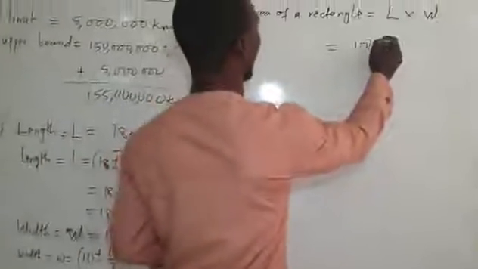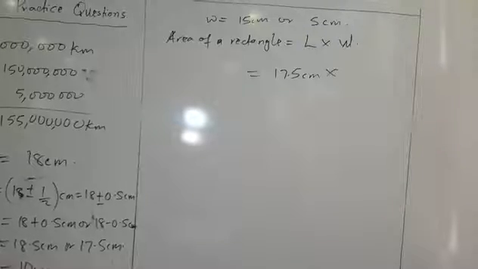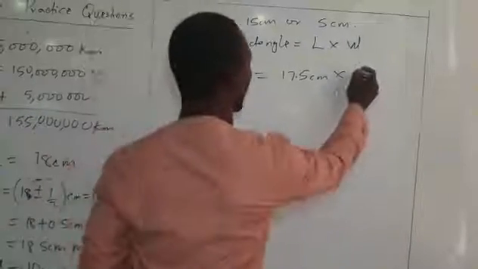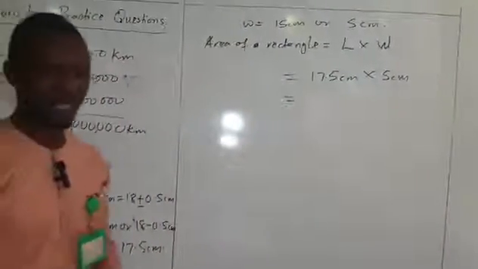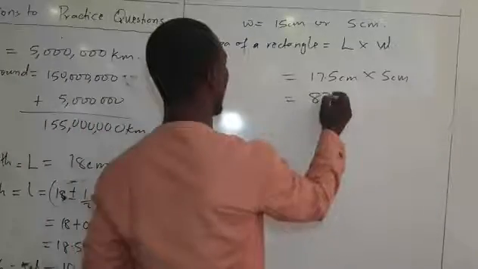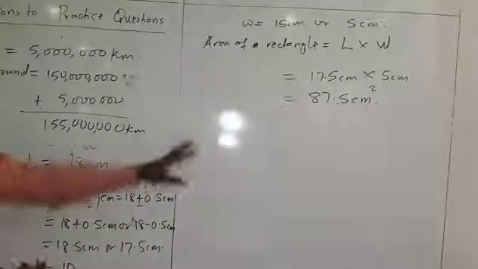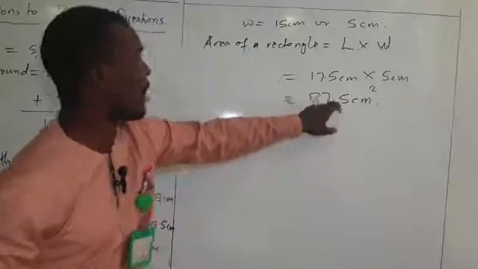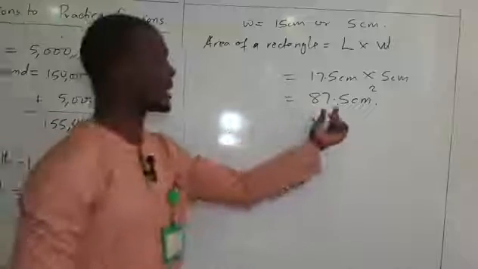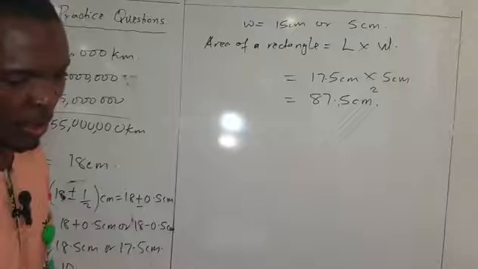which is 17.5 centimeter multiplied by the lower bound of the width, which is 5 centimeter. So multiplying 17.5 by 5 centimeter gives us 87.5 centimeter square. So this is the lower bound for the area of the rectangle. So the answer is 87.5 centimeter square. So that is question number 6.